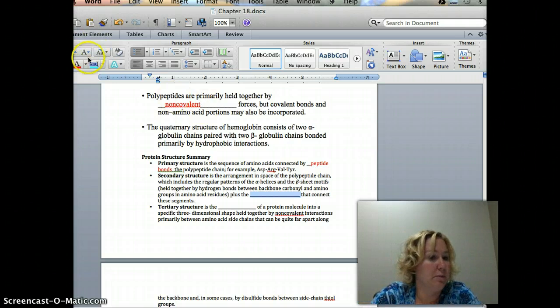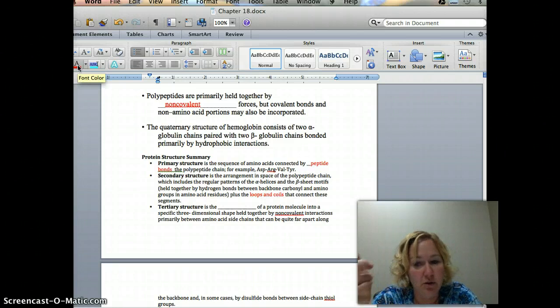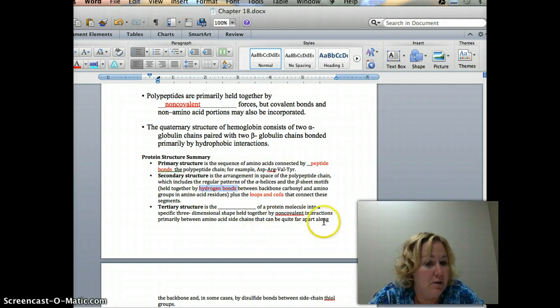Secondary structure is going to be made up primarily of a bunch of loops and coils that connect the segments. So is it going to be a loop? Is it going to be a coil? Is it going to be accordion? Is it going to be a helix? What is happening? This is held together by hydrogen bonds, primarily hydrogen bonds. Let's make that red, circle it, underline it. The hydrogen bonds are happening between the carbonyl group and the amino group. Yeah, that is what is happening.